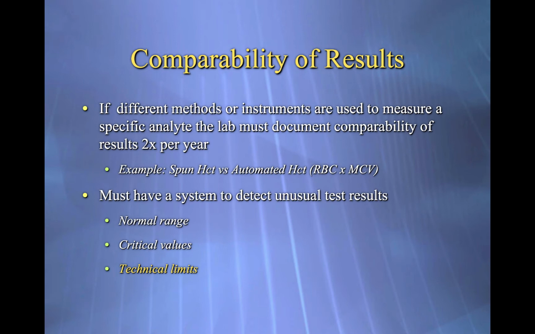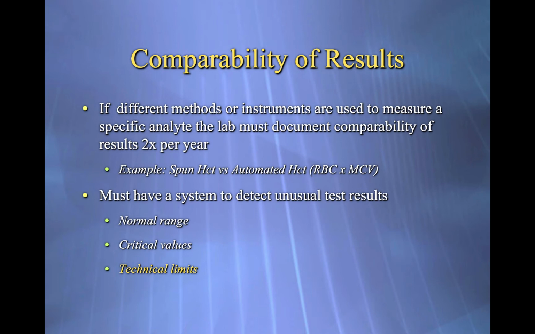You must have a system set up to detect unusual test results. We'll talk a little bit more about these later, but they are normal range, critical values, and technical limits. Technical limits are the ones that are really key here, because you should have limits on things where that's just not a possible result if the patient is living. If you got a potassium of 2 or 10, that's not a possible result. It could be that the sample was adulterated. It could be that there was a lot of hemolysis.